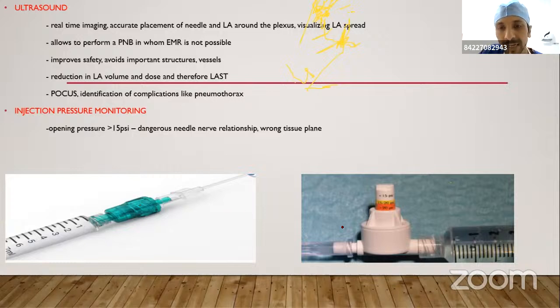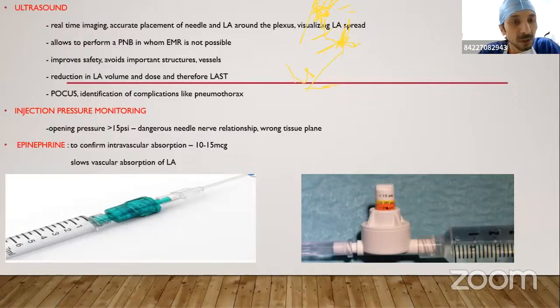And the second on the right is the nerve injection pressure monitor, where there are three readings of 15, 15 to 20, and more than 20 psi, which would get popped up as and when the pressure for the local anesthetic injecting would increase.